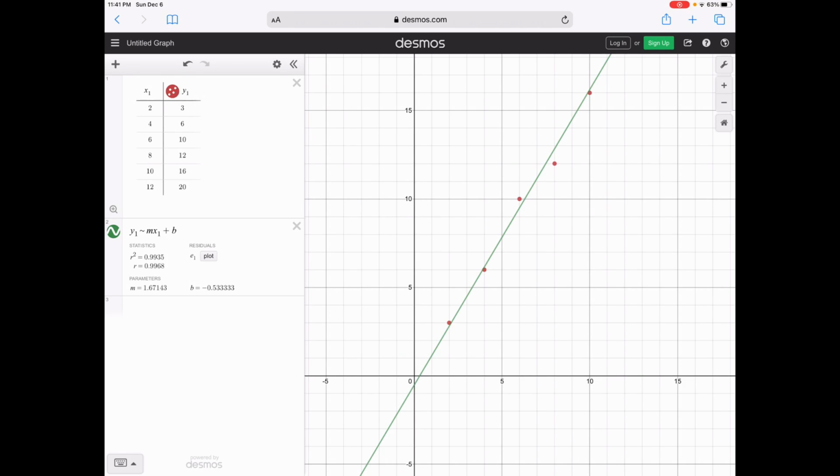So looking here at the values, it gives us an m, or a slope, of 1.67, and a b value, or a y-intercept, of negative 0.5, and it gives us an r, a correlation coefficient, of 0.9968. So we'll go back to our other screen and input these values and talk about them for a second.